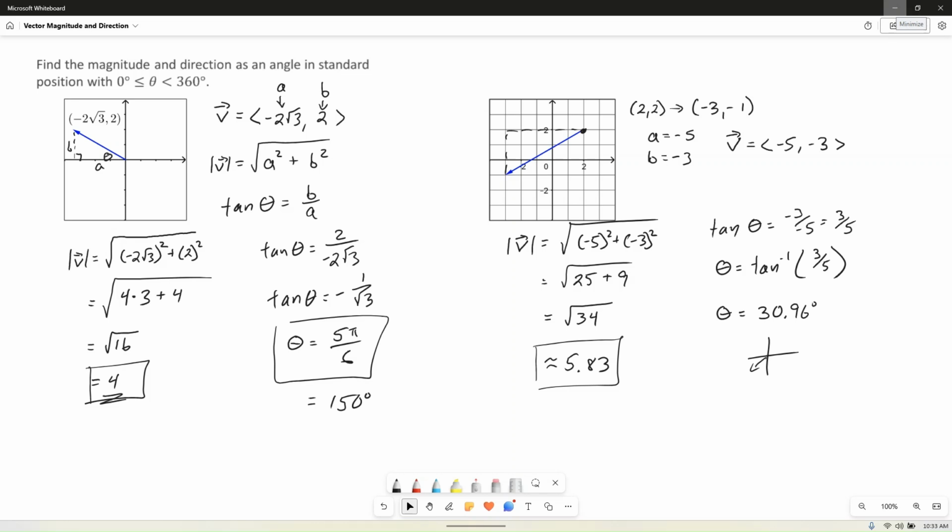So how do I find the angle that is in the third quadrant? Well, tangent, remember, is sort of symmetric here. So if I take that initial angle I found, that 30.96, and if I add 180 degrees, then it will give us the exact opposite. So if I take that 30.96 and add 180, I will get that theta is going to be 210.96 degrees.